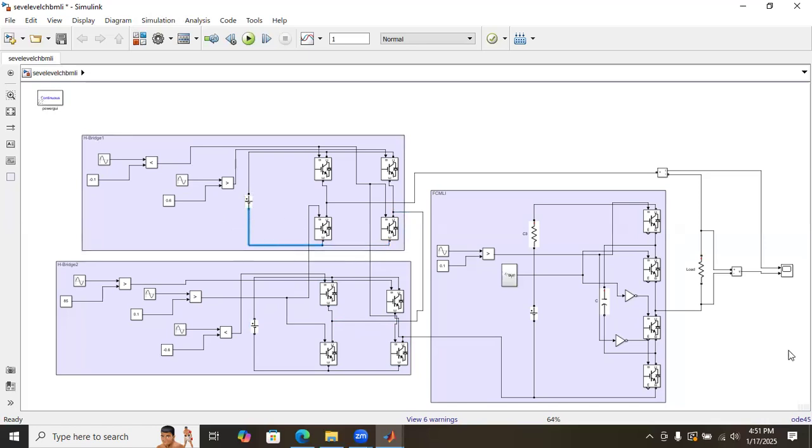So there are 4 levels here. Initially 12 minus VC1, then 12, 24 minus VC1, then 24. Totally 4 levels are there. So for the positive cycle, 4 levels. For the negative cycle, the same 4 levels. Totally 8 plus the 0 level, we will get 9 levels in this.